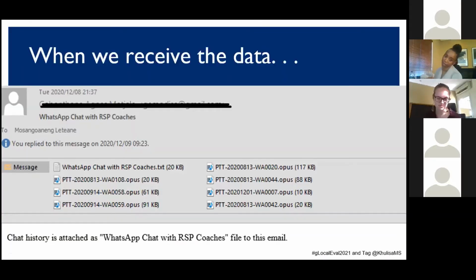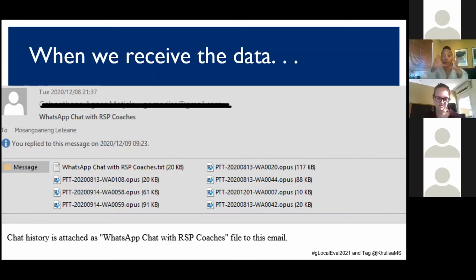When we receive the data, so now that I've gotten the coaches to say, thank you very much for being on the phone with me, I received your email, here it is, it will land in your inbox this way. So what you're looking at is the inbox I got from the coach. The first line that you see says WhatsApp chat with RSP coaches TXT. That's the TXT file that you want to analyze. And then the rest are the media attachments that we'll get into a bit later.